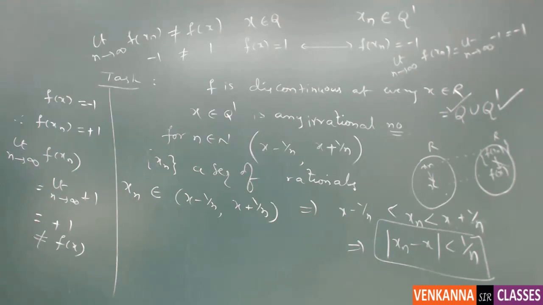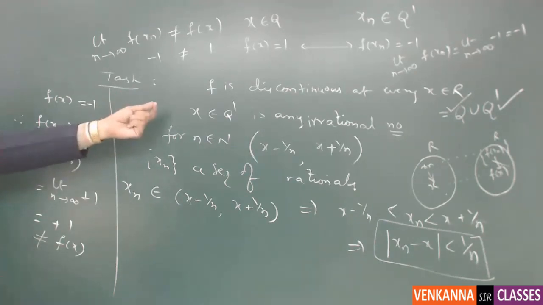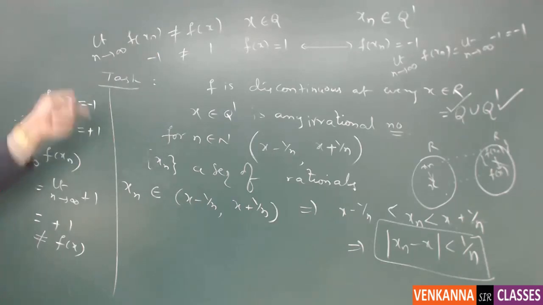So no change at all. Just change rational to irrational, and plus 1 to minus 1 in the proof, and the same thing will come. Earlier you proved that f is discontinuous at every rational number. Here you proved that f is discontinuous at every irrational number. Hence, f is discontinuous at every real number. That is the conclusion of the problem.